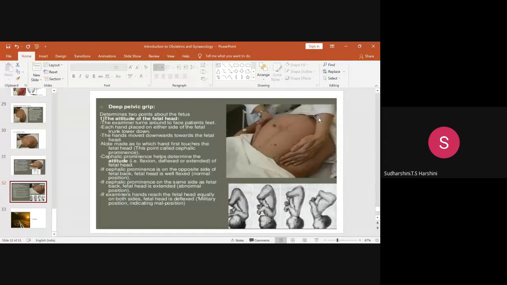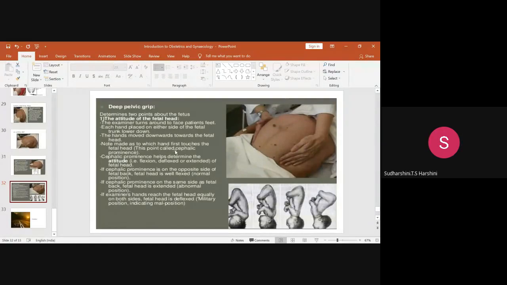Suppose in the lateral grip, the spine is on this side. You have located that the spine is on this side. So the first prominence that you feel on the spine side will be the occiput, right? On the limb side, the first prominence that you feel will be the sinciput. It may be the sinciput, or in the case of a completely deflexed or extended head, it will be the chin. You can understand.